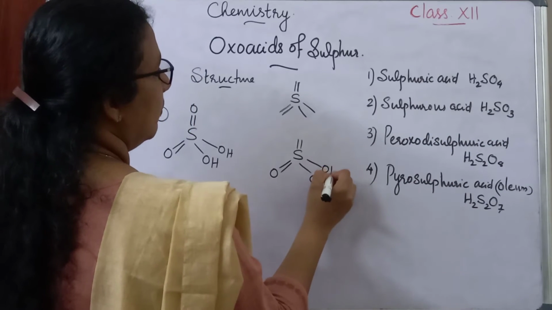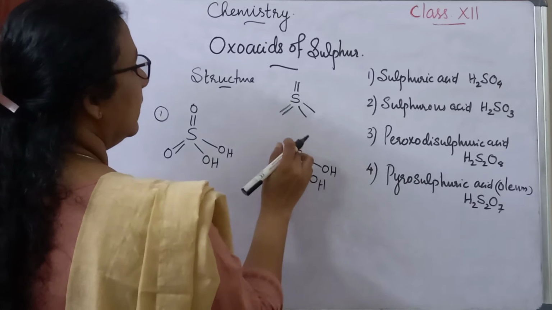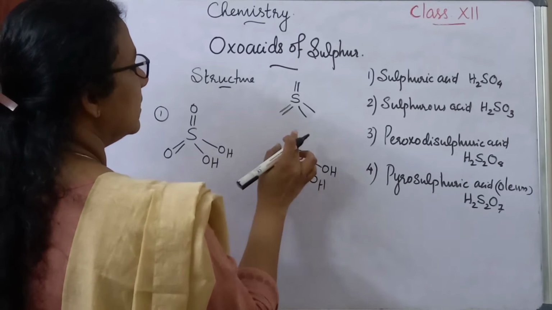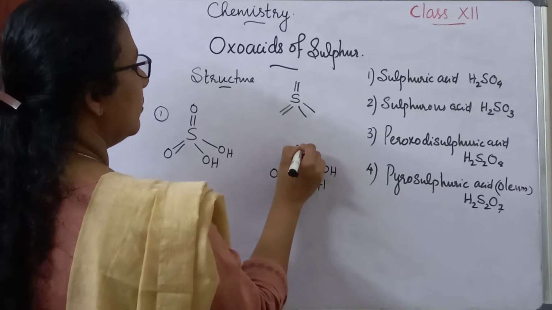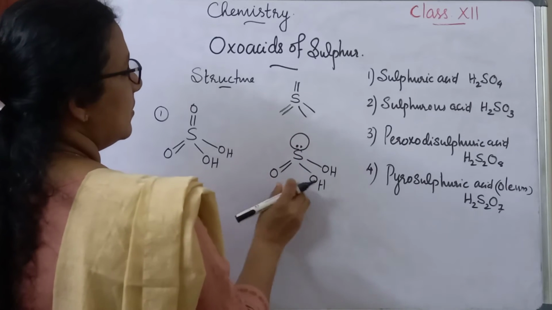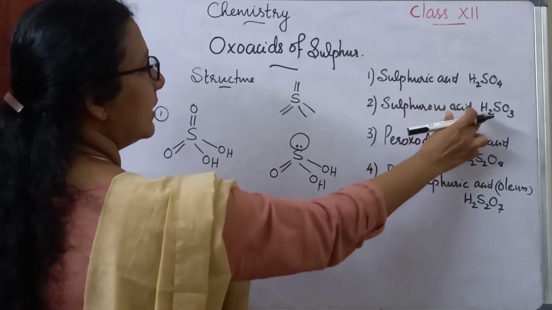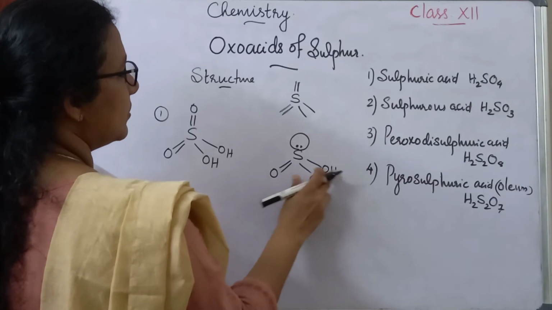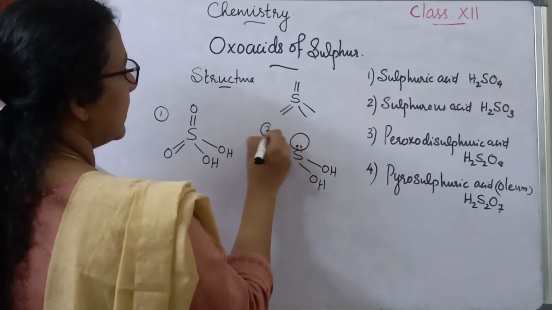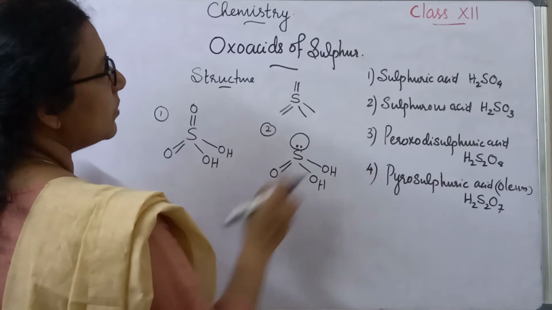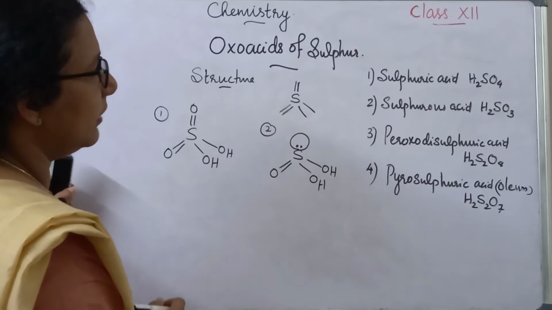Here we can remove this double bond and we can draw 2 lone pairs. So this is the structure of sulfurous acid, H2SO3. H2SO3. This is the second structure. Then next one is peroxodisulfuric acid.